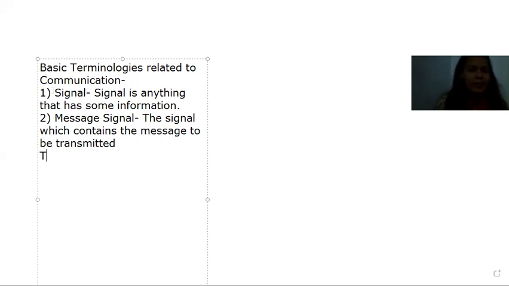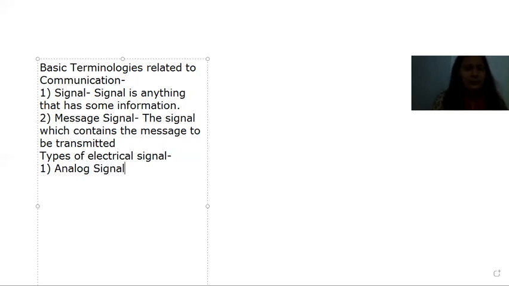Now, types of electrical signals. There are two types of electrical signal. First is analog signal and second is digital signal.